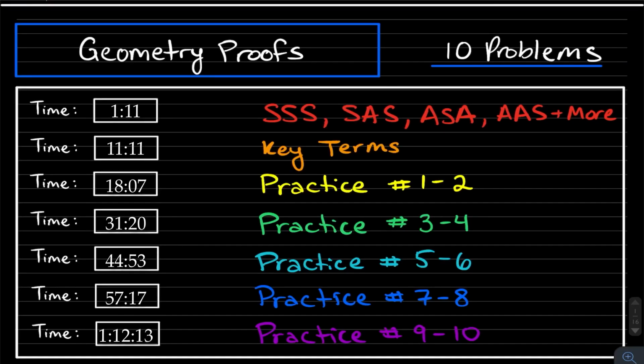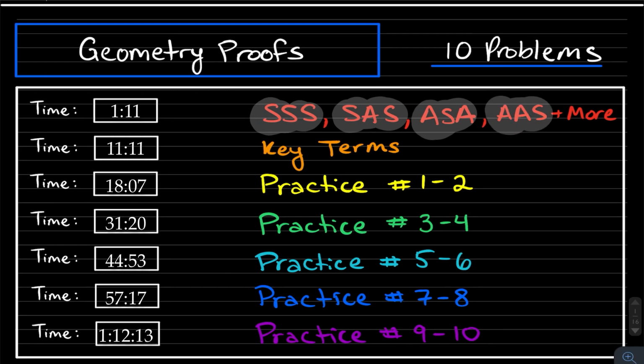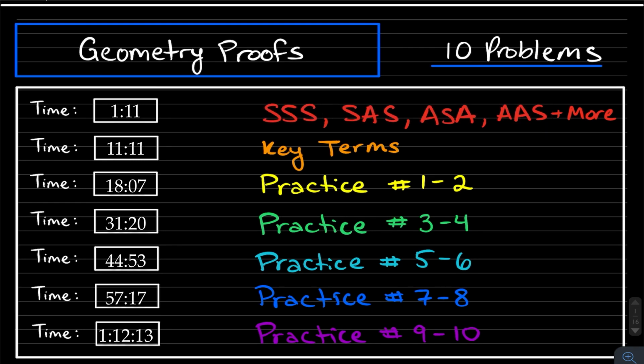So, in this video we'll be doing 10 problems, right? We'll be doing 10 different proofs, and all of those proofs will have some different postulates in there that we're going to be using, like side, side, side, side, angle, side, angle, side, angle, angle, side, other stuff. We'll talk about CPCTC, and that's all things that we're going to review in this first section here. We'll talk about all those different postulates that we're going to be using today.